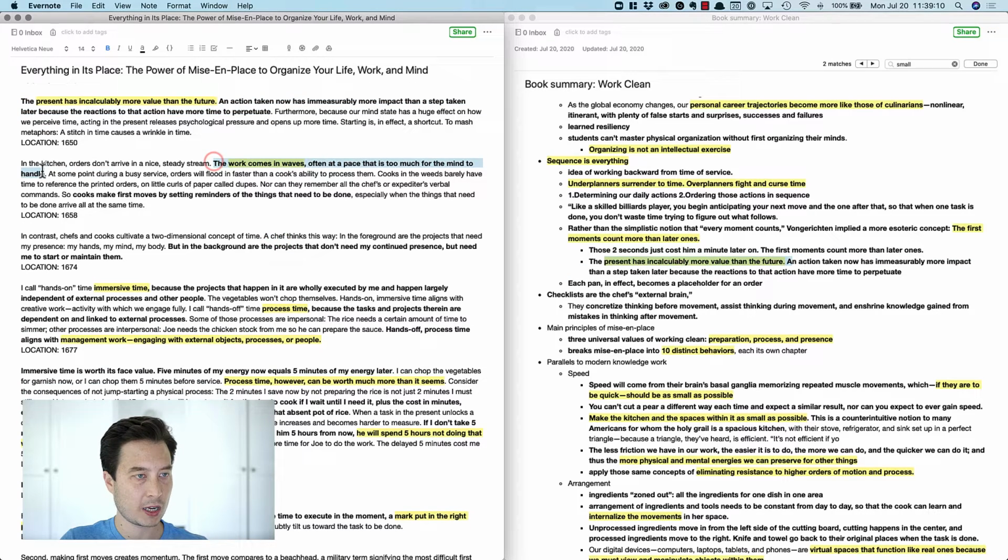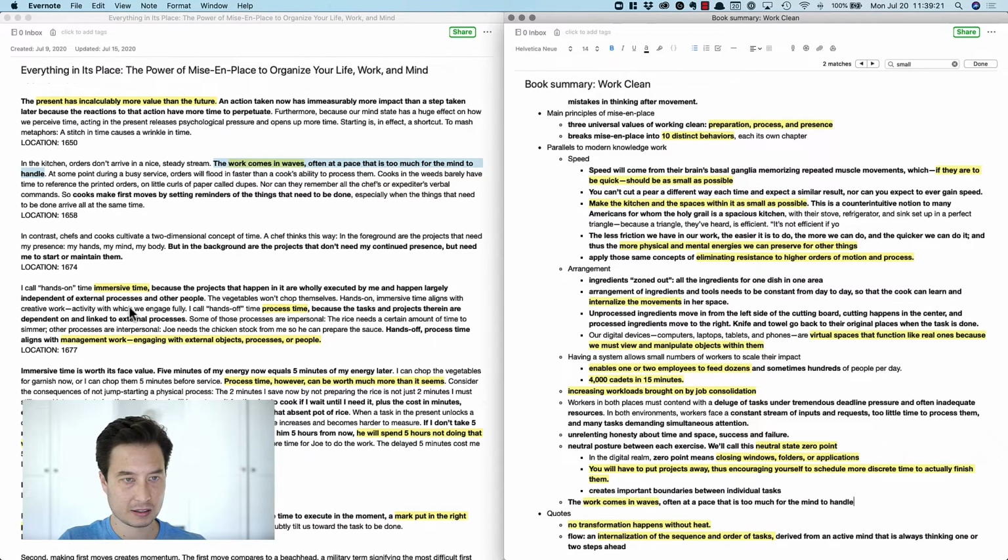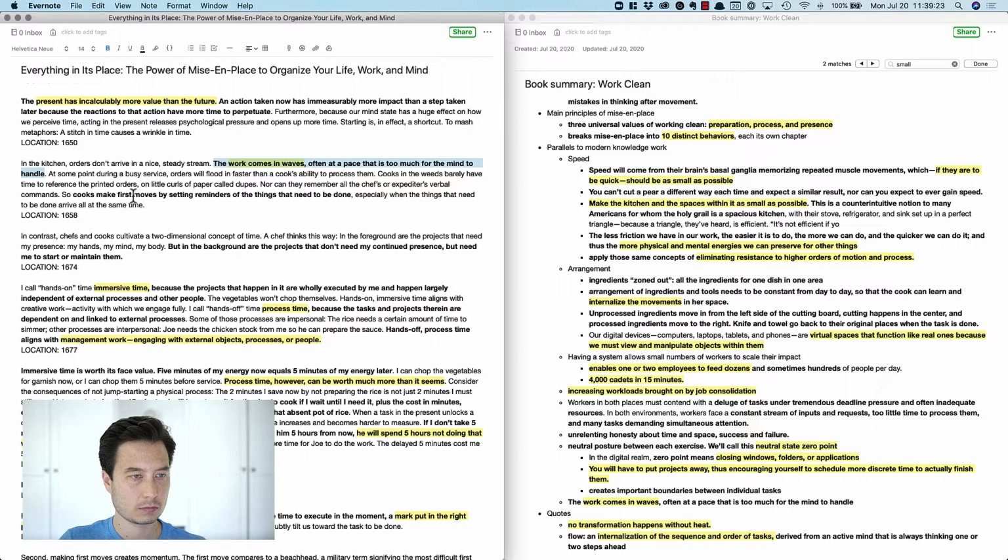The work comes in waves. Fascinating point. We really don't think about in knowledge work that it's not this constant steady stream. It's highly cyclical. So I'm going to put that under parallels down here.